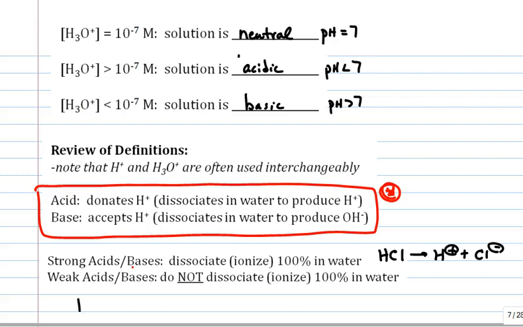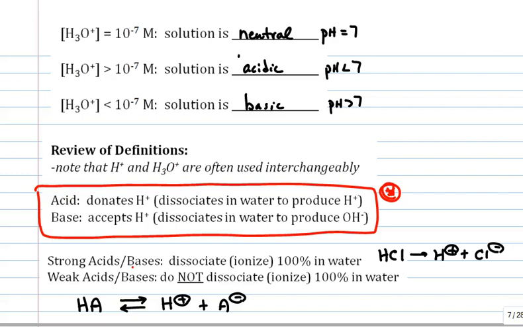So our abbreviation for a weak acid is HA, let's say. Again, this is just an abbreviation. It will dissociate in water. Notice I've got the equilibrium arrows here because we do not have 100% dissociation. We get H plus plus A minus. Again, there is not a complete dissociation. There's going to be an equilibrium.